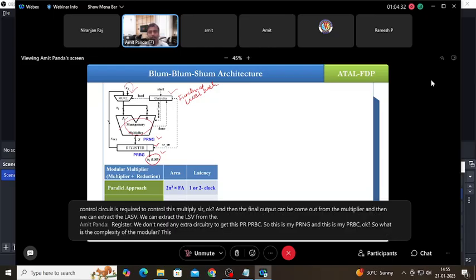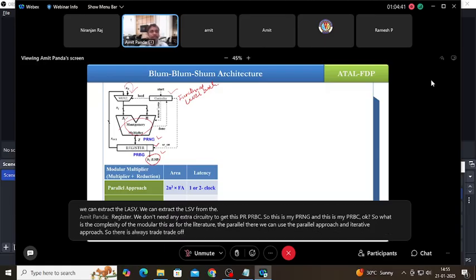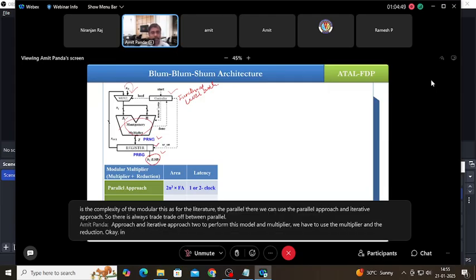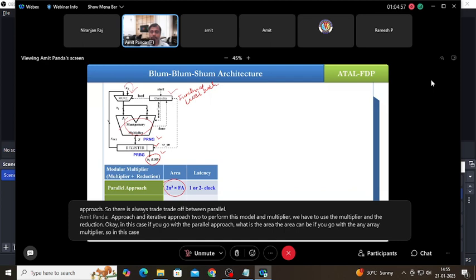As per the literature, we can use the parallel approach and the iterative approach. There is always a trade-off between the parallel approach and the iterative approach. To perform this modular multiplier, we have to use the multiplier and reduction. If you go with the parallel approach, what is the area? If you go with any array multiplier, the area is 2n square full adders.